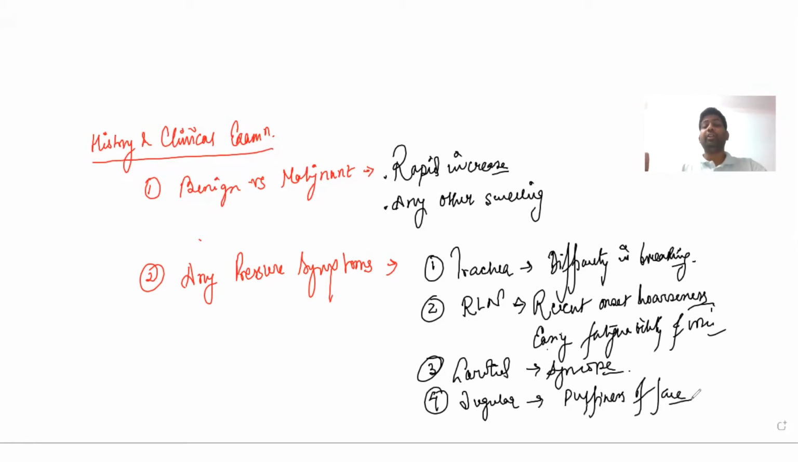So the first thing in the history we should keep in mind to differentiate between the benign and malignant is also whether any pressure symptoms are present or not. And what are the pressure symptoms? We know them. Now let us move ahead and look at the third important point that should be kept in the history.